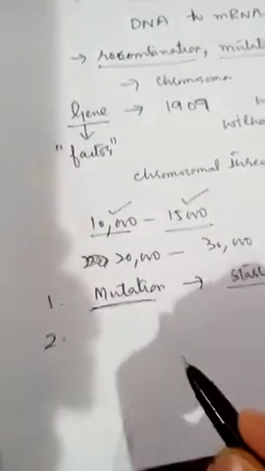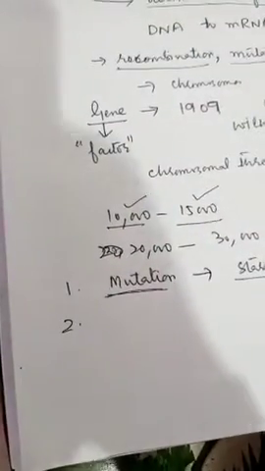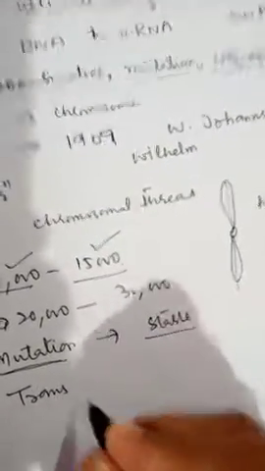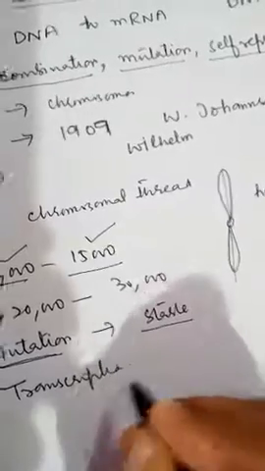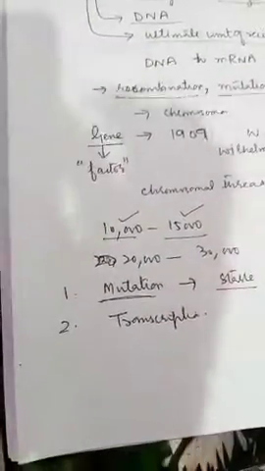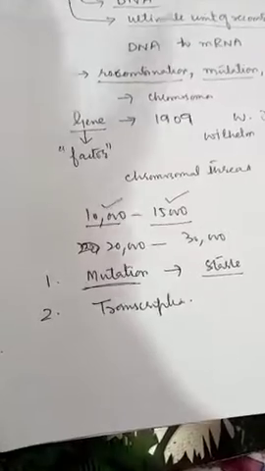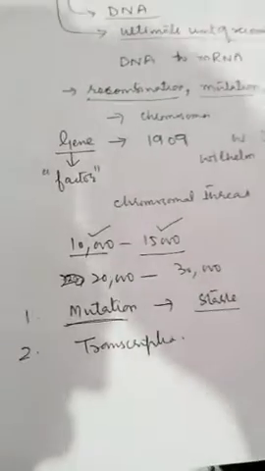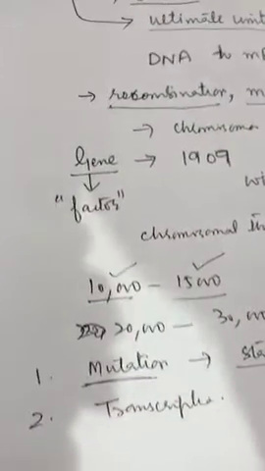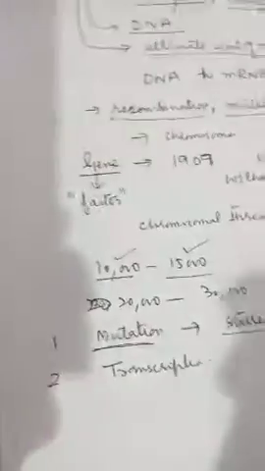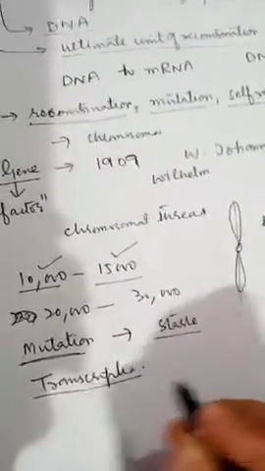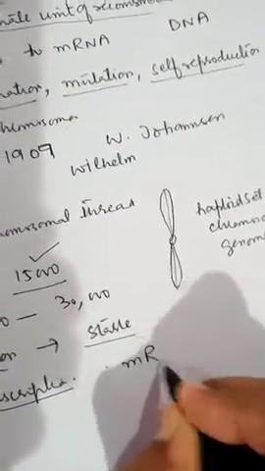Second one, it should be able to express the genetic information by transcription. Whatever knowledge has been coded, it must be in a position to translate that. So it should be able to express the genetic information by transcription to mRNA.